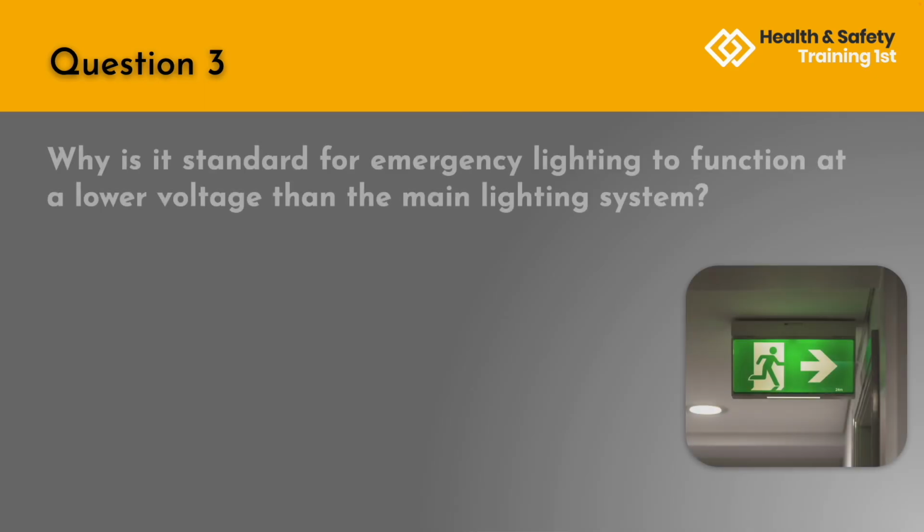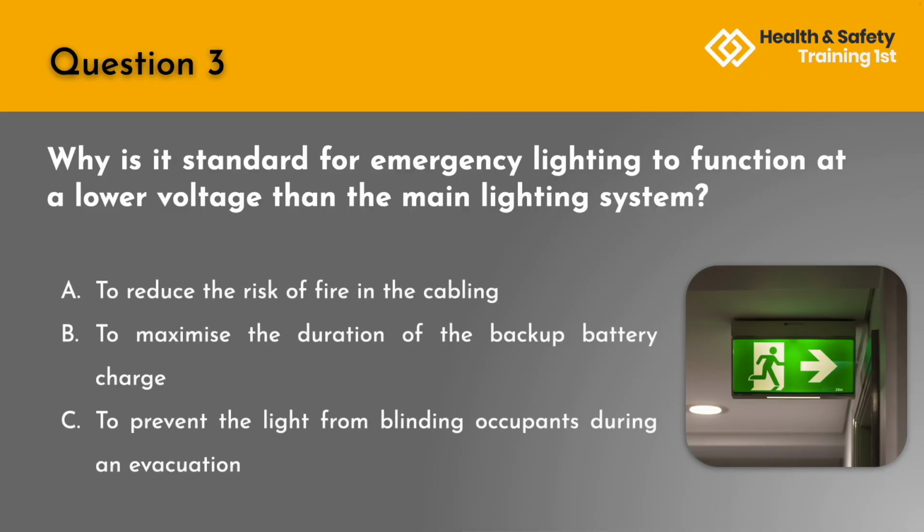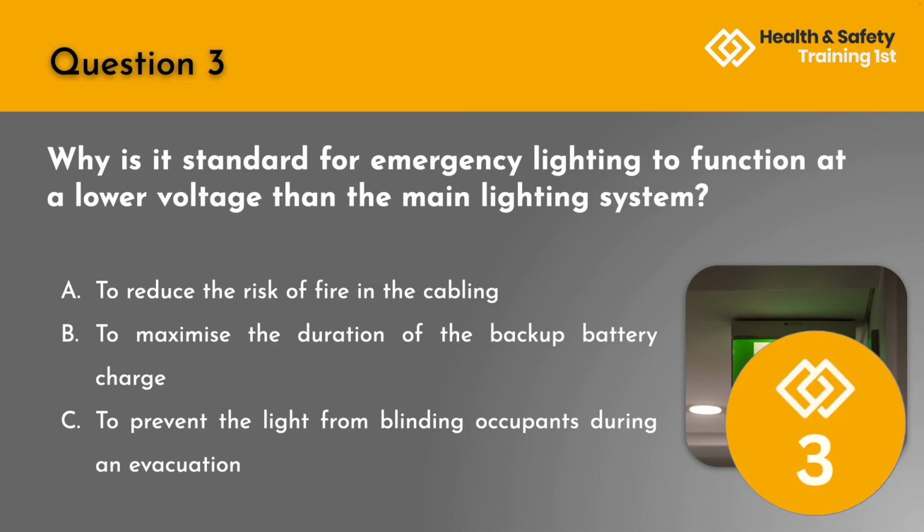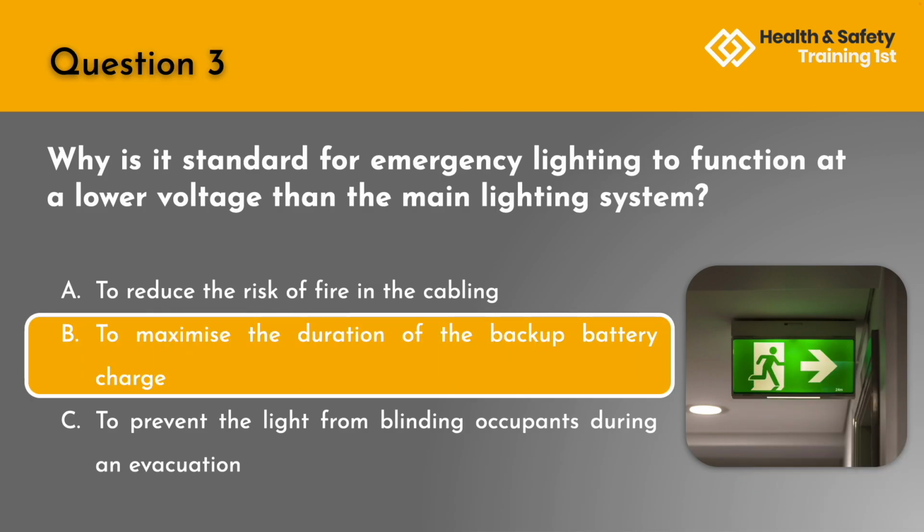Question 3. Why is it standard for emergency lighting to function at a lower voltage than the main lighting system? A. To reduce the risk of fire in the cabling. B. To maximise the duration of the backup battery charge. Or C. To prevent the light from blinding occupants during an evacuation. The correct answer is B. To maximise the duration of the backup battery charge.